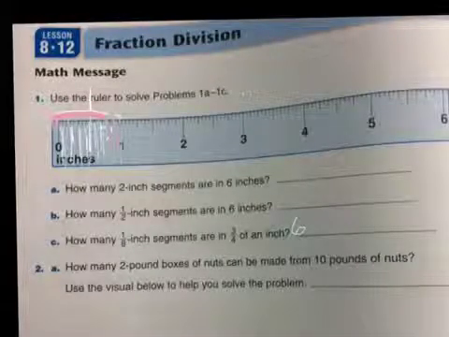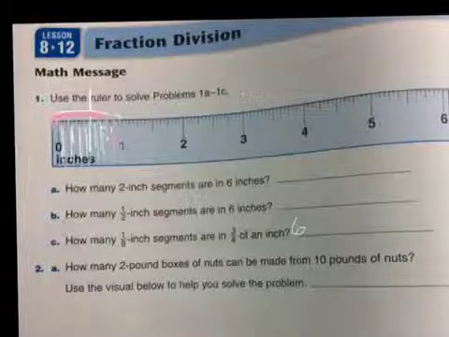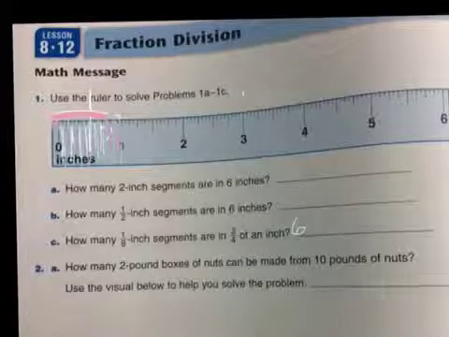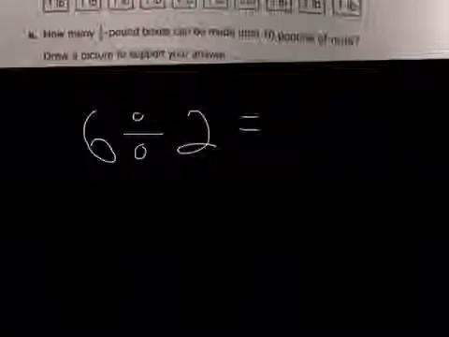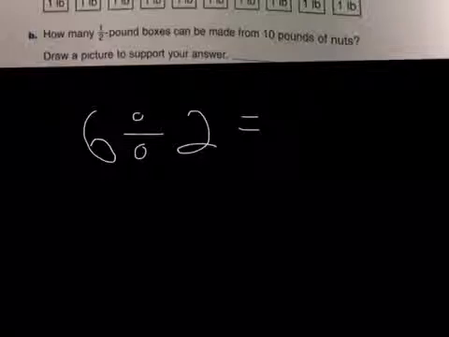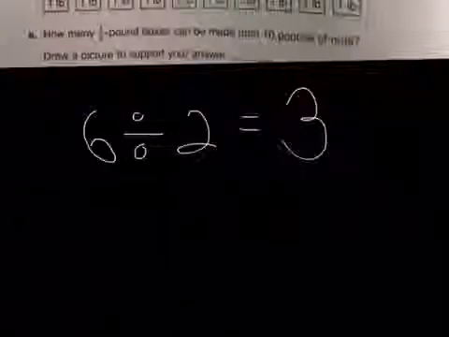Rather than counting, boys and girls, there's another way to do this. The first question asks how many 2-inch segments are in 6 inch. So if we take 6 inch and we divide it by 2, we want to know how many of these 2's are in 6. We have to divide to find out how many there are. And everyone knows that our answer would be 3.